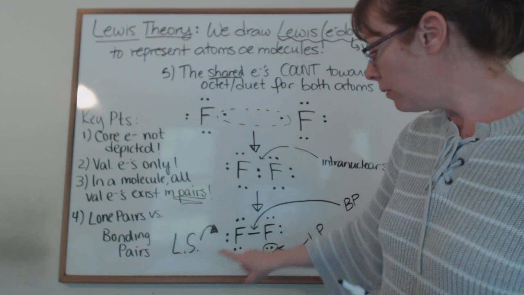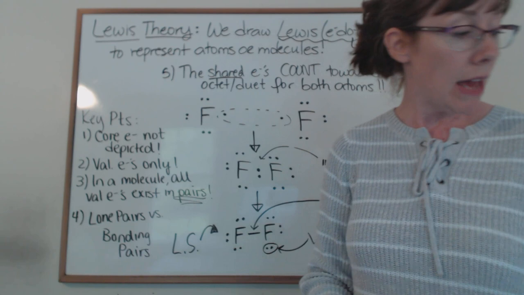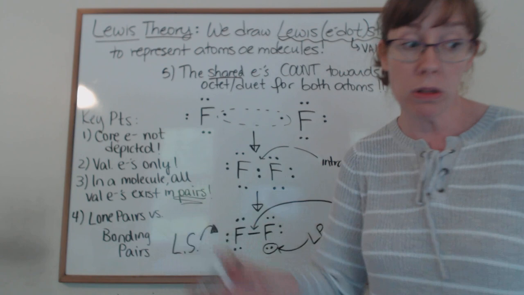Well, left fluorine has 2, 4, 6, 8, an octet. And right fluorine has 2, 4, 6, 8, an octet. So that's why they're both happy. It's not that you have to split it in half. They both get both electrons that are in the middle. Okay, so that's the whole concept of a covalent bond.